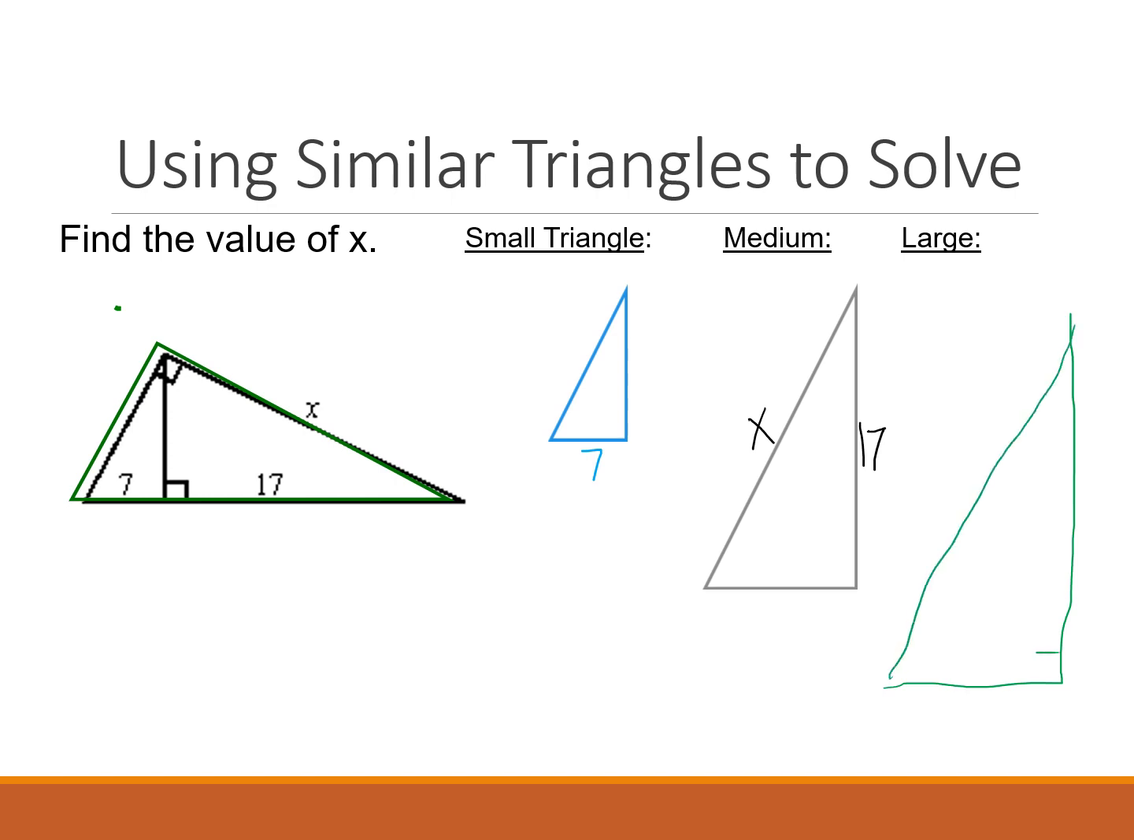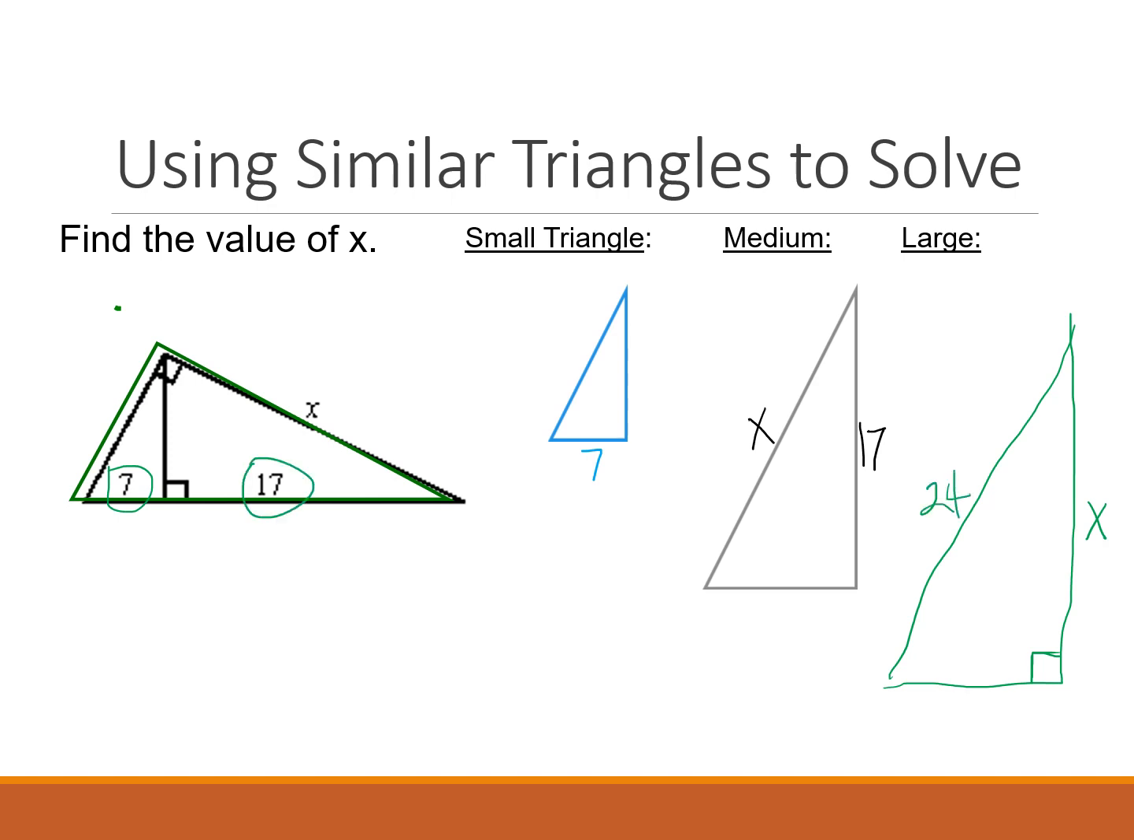sorry for the poor drawing, but you get the idea. So if we draw that whole triangle out here, it looks like, again, I don't know my short leg. My long leg isn't known, but it is labeled as X. And then the whole hypotenuse looks like it's going to be 7 and 17, which would give me 24.